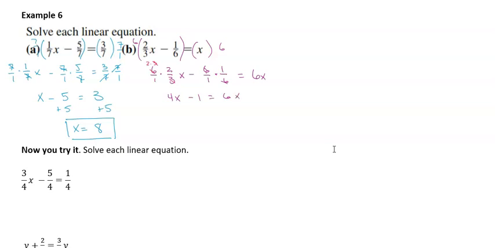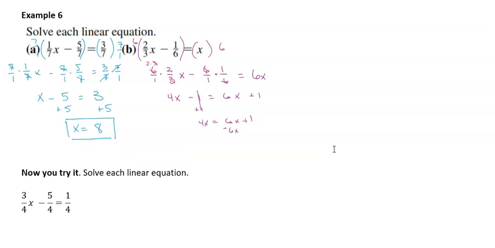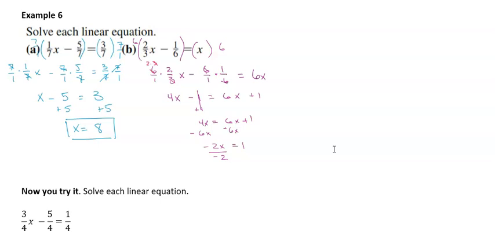Okay, so I'm going to add 1 to both sides. And then I get 4 equals 6x plus 1. And I'm going to subtract 4x. I'm running out of room, so give me just a moment here and I will add some more room. So now we're going to subtract 6x from both sides, and I get negative 2x equals 1. Divide both sides by negative 2, and you end up with negative 1/2 on the right. So x equals negative 1/2.